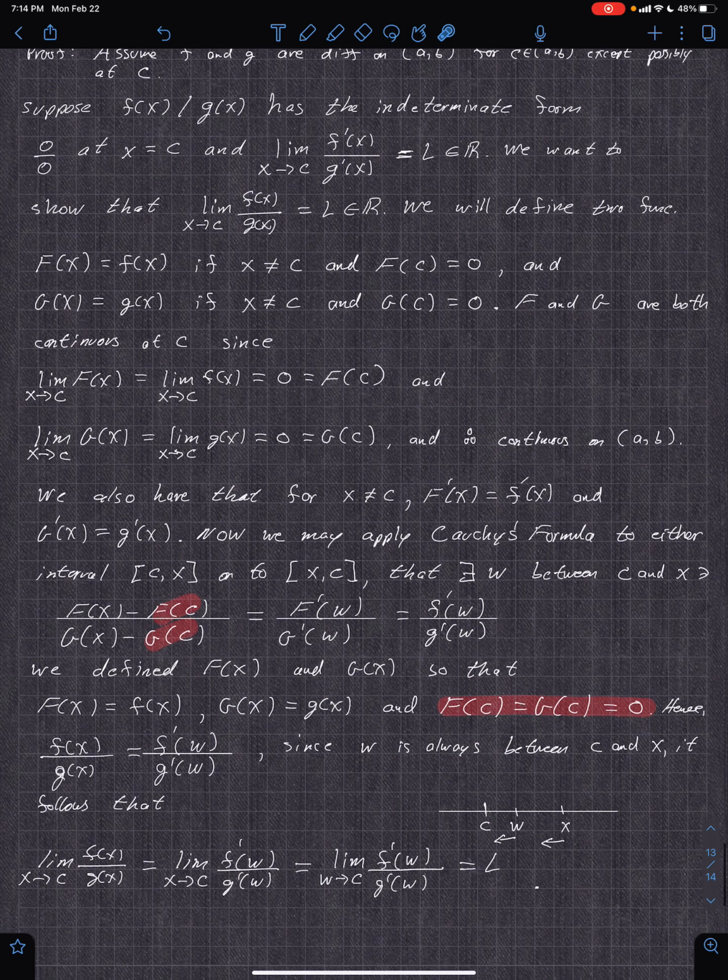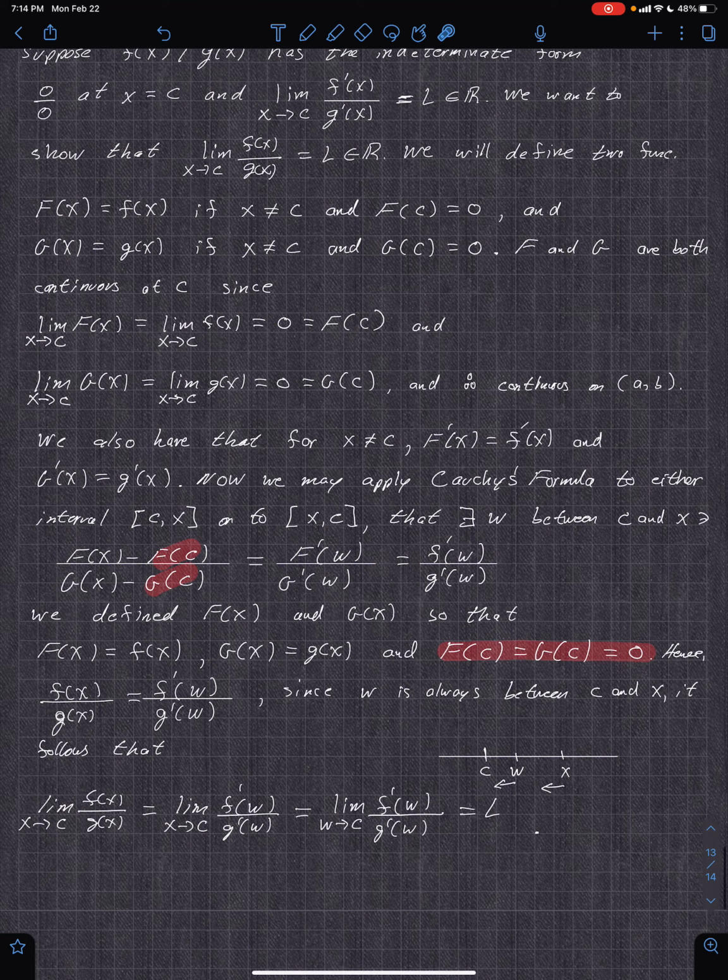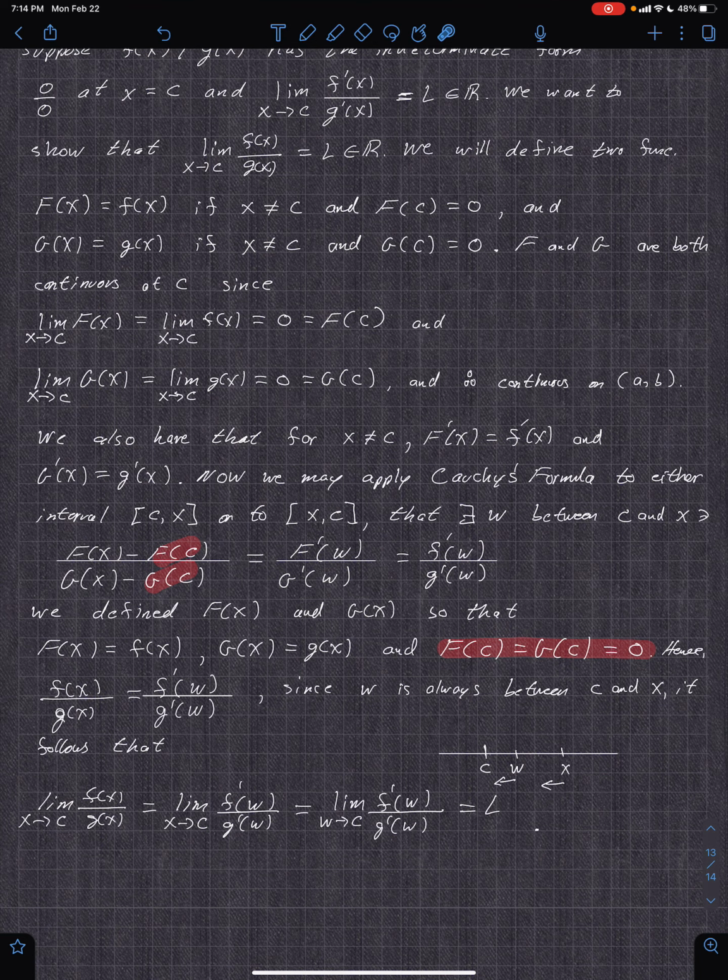And so you want to make sure you practice those examples we did in the first one and be able to apply L'Hopital's rule. Next is 7.6, inverse trig functions.